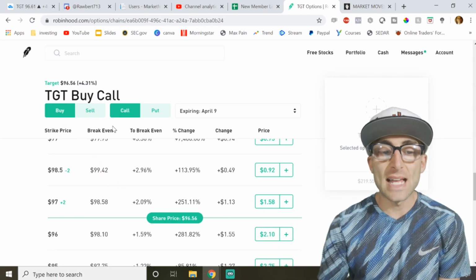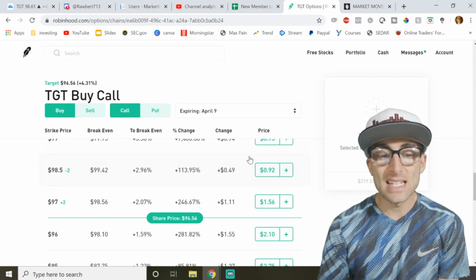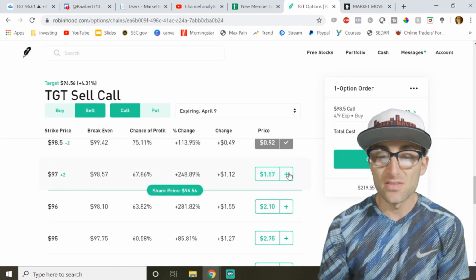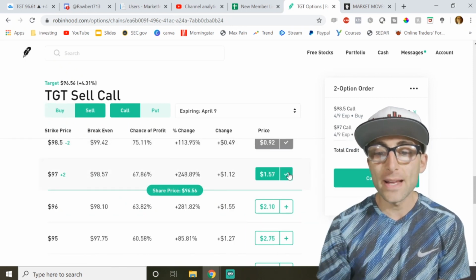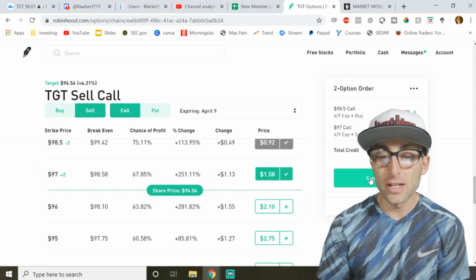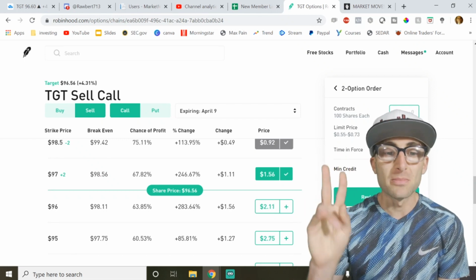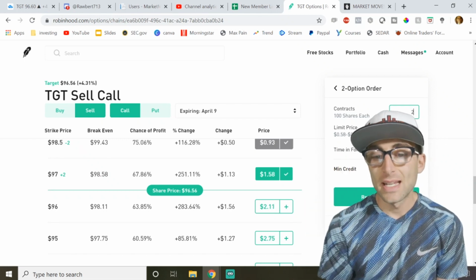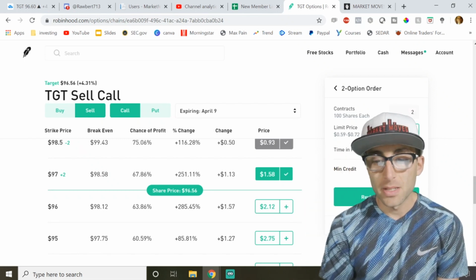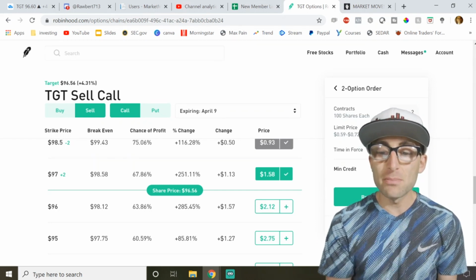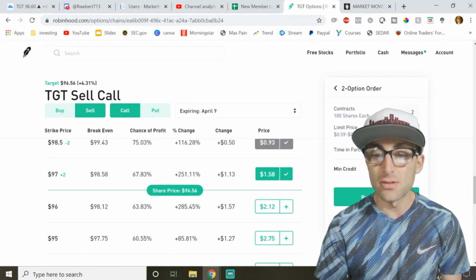So here, this is exactly what I'd do. I would buy the ones that say negative, and then I would sell the ones that say +2. And boom, there I am. This is a 2 option order, and I click continue. And what I want to do is put 2 in, because I have 2 contracts of this, and that's going to close this whole trade for me. So what this does is it's actually going to put money into my account. It's going to give me a minimum credit of $132.